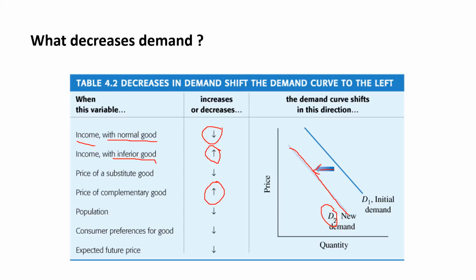The expected future prices. If I'm expecting the future prices to decrease, what will happen over here? Are you going to buy the product right now at a higher price? Of course, you will stop. You will postpone your purchases to the future when the prices go down. So what happens to the demand right now? It will drop and it will shift to the left.